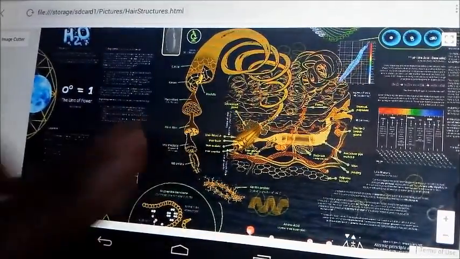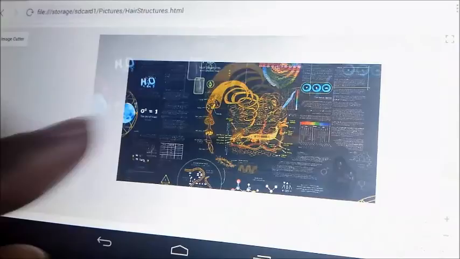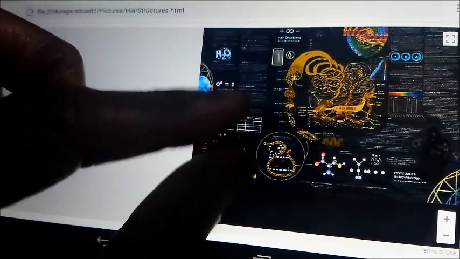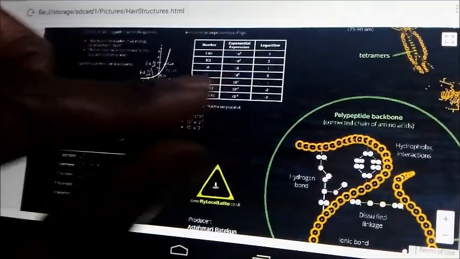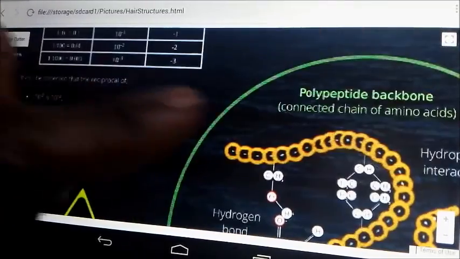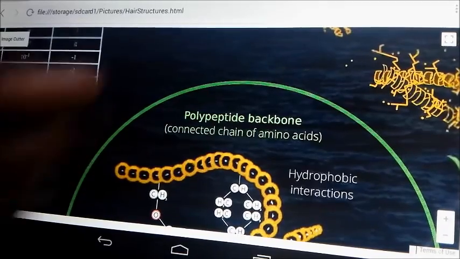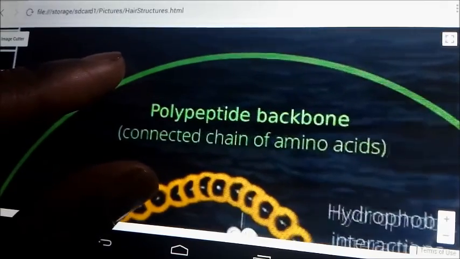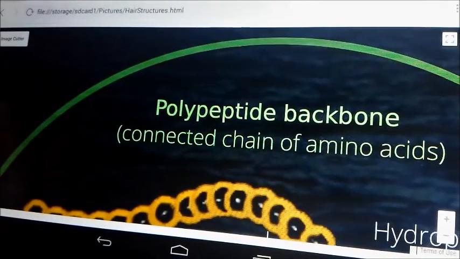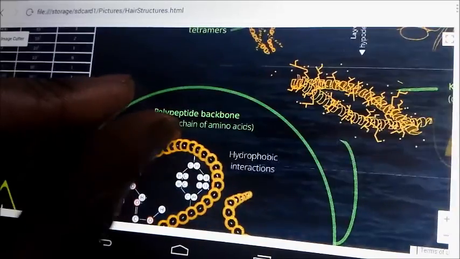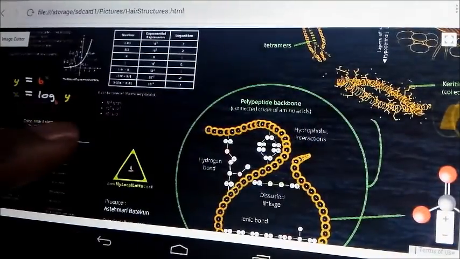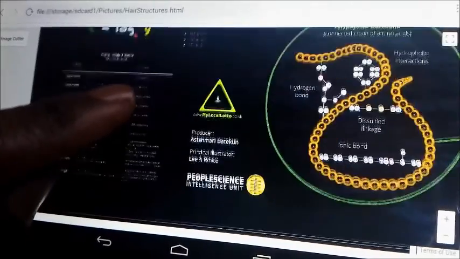Yeah, I mentioned earlier the polypeptide backbone. So this is the structure of the amino acids, the keratin, the protein, and how they bond together. There are particular types of bonds, and in terms of hair care, these bonds require different kinds of treatments or processes to break them and to help them be restored. So this is the nitty-gritty of the hair treatment.